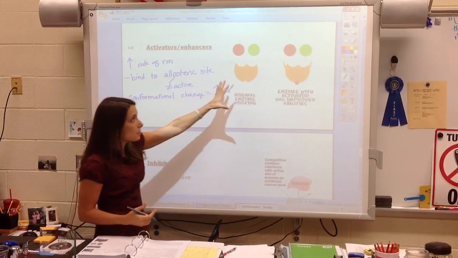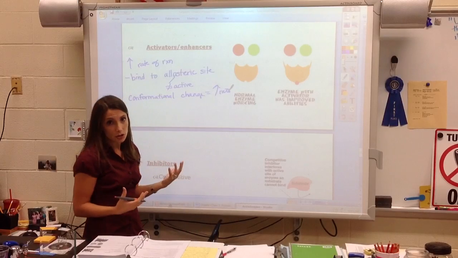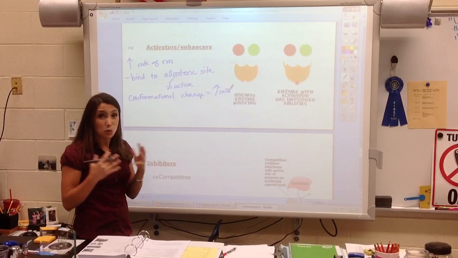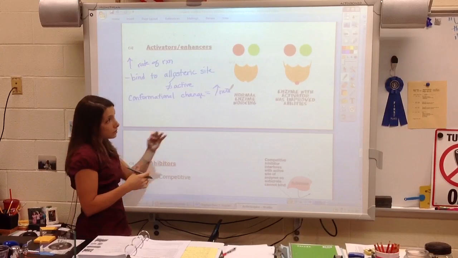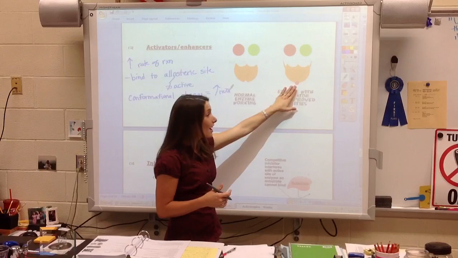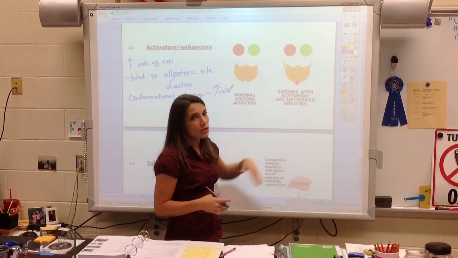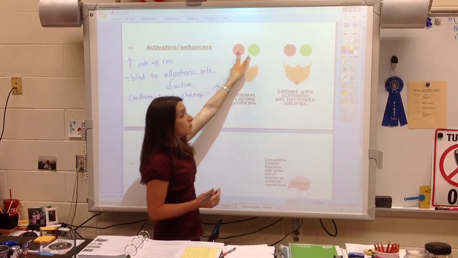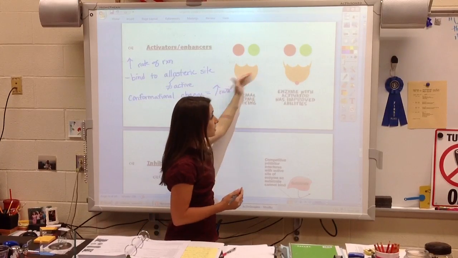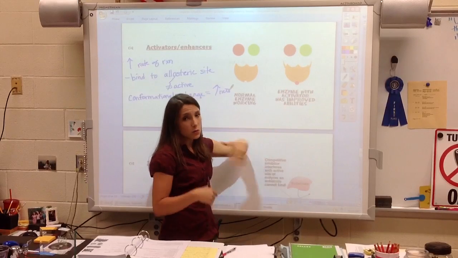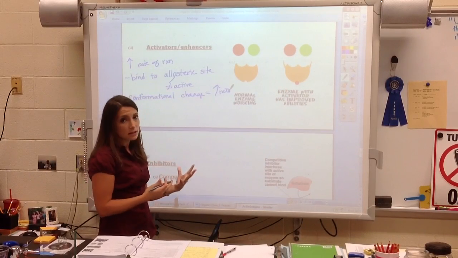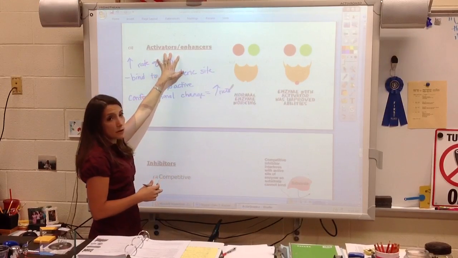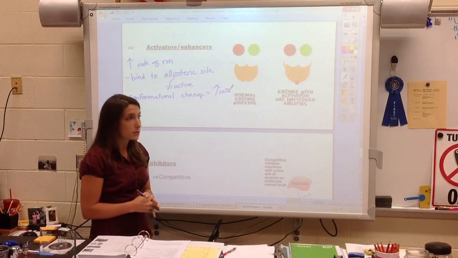It might make the enzyme more likely to attract the substrate. And so the advantage of this is that we can have enzymes that are just kind of dormant or waiting, and then once something has arrived, then the reaction starts. So this is a great way to kind of regulate what reactions are happening in cells. Even though the substrate's here, nothing's happening until this other signaling molecule. So when we talk about hormones being able to signal to the cell what to do, this is one of the ways that it happens, is through hormones and other molecules being activators or enhancers.